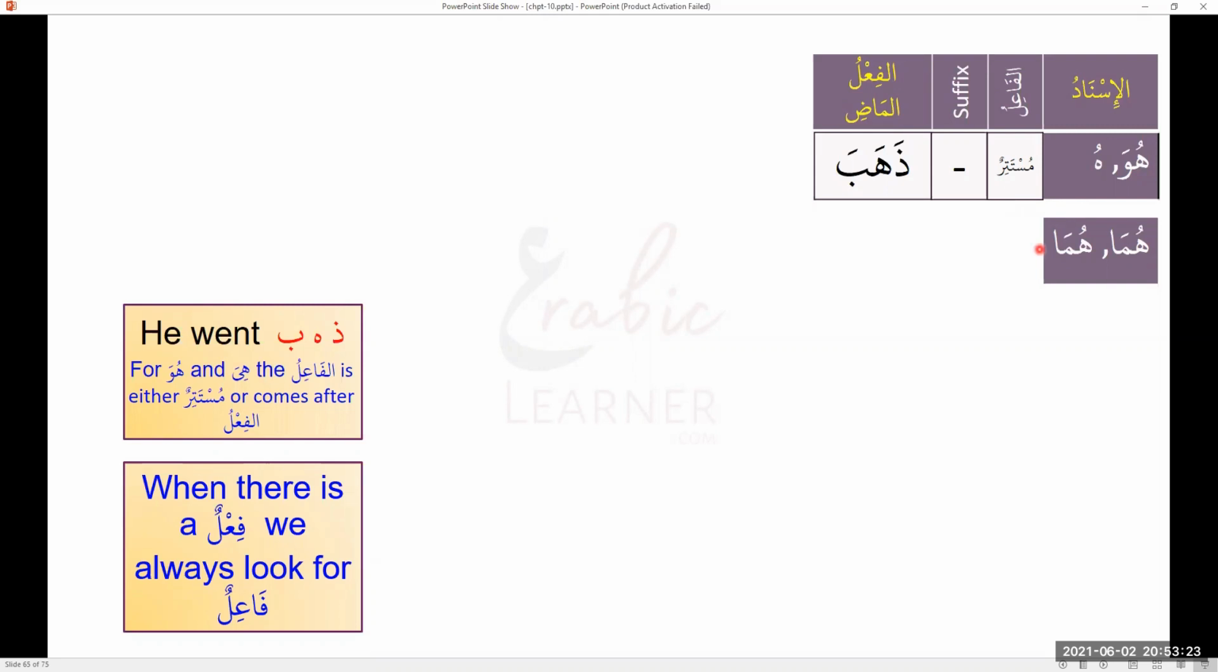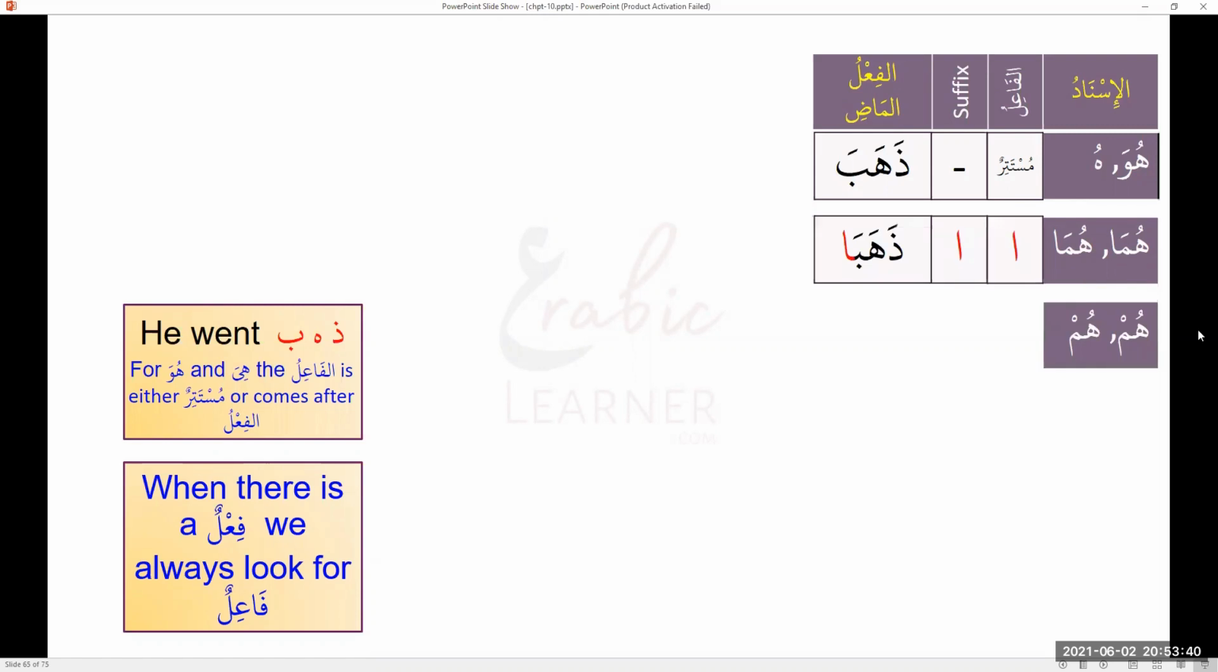Now I want to say they went. They means two male persons, Huma. I want to say they went. Now here I will say zahaba. And how do I identify that? What is the fail here? Alif is the fail. The alif that I'm adding in front of it indicates that we are talking about two male persons going. Zahaba. That's it.